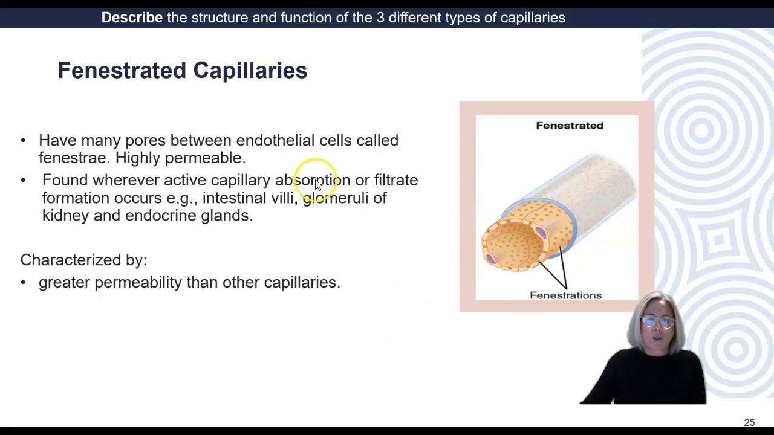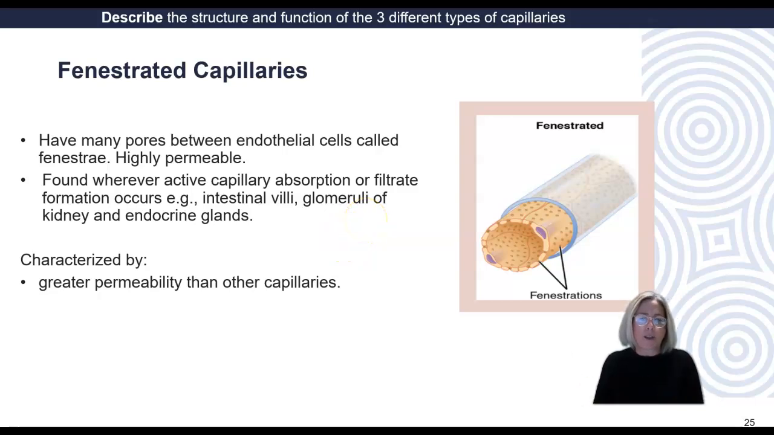So capillary absorption occurs in the intestinal villi, right? We'll get to that more when we get to digestion, but think about the end products of digestion need to be absorbed into capillaries. And that's why we have these fenestrated capillaries in the intestinal villi. The glomeruli of the kidneys. Now, where we have the glomerulus is where the blood is filtered.